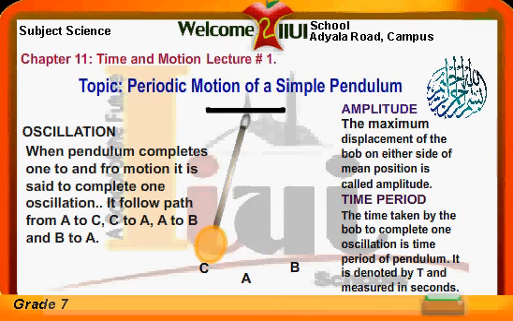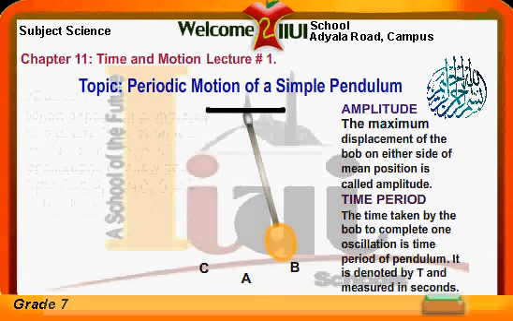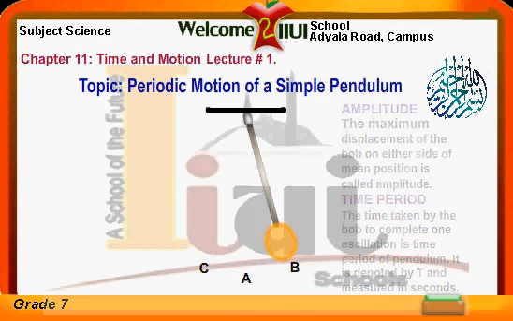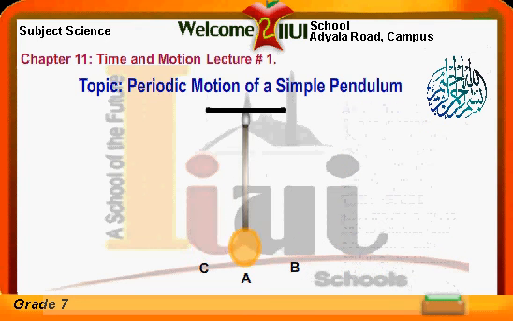Dear students, in the animation, as you see, the time taken by the bob to complete one oscillation is the time period of the pendulum. It is denoted by T and it is measured in seconds.